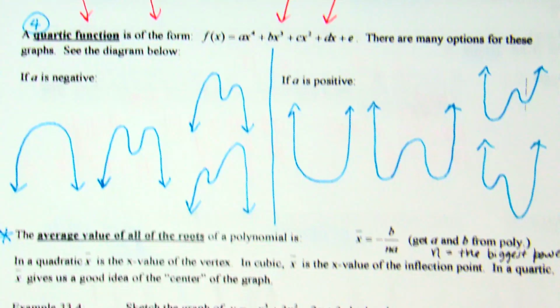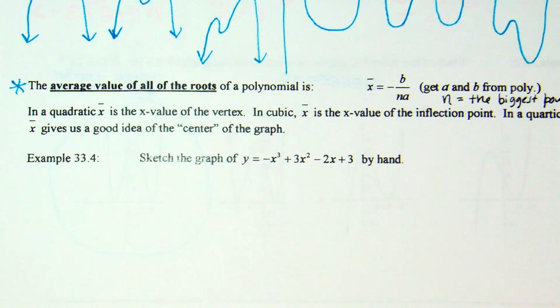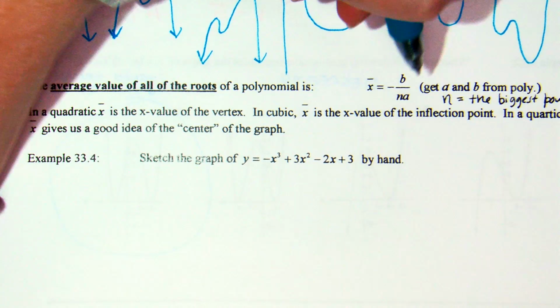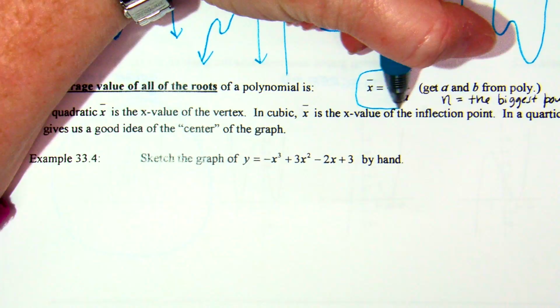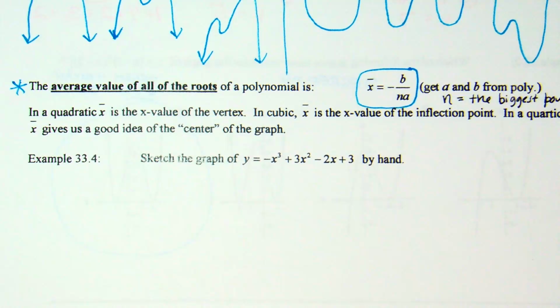Okay. So, the average value of all the roots of a polynomial. When we talk roots, we're talking solutions, x-intercepts. And there's a formula here. That x with the line over it is read x bar. So x bar, which represents the average value of all the roots, is negative b over n a.